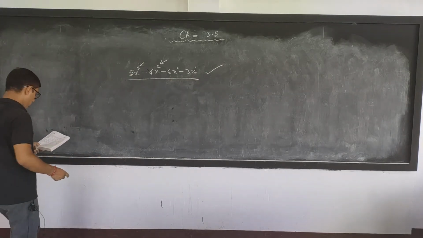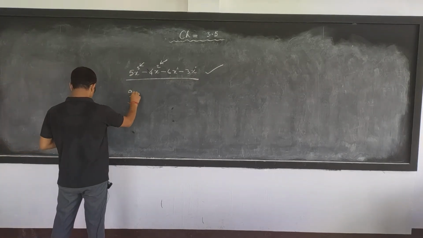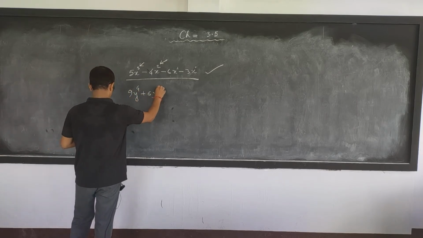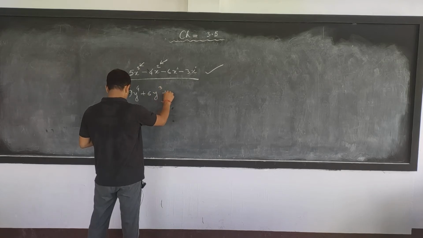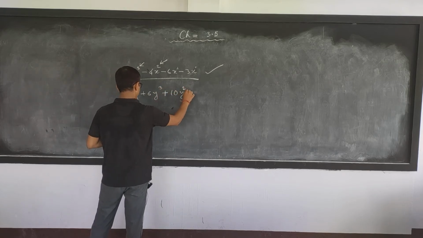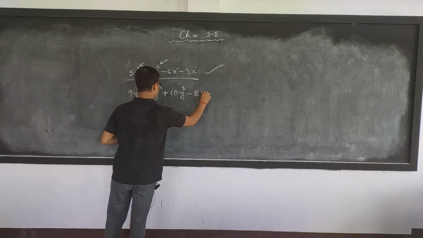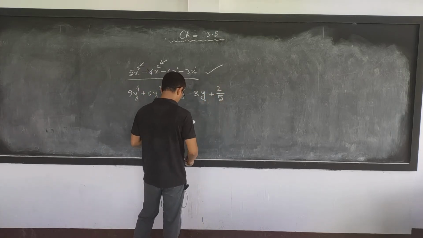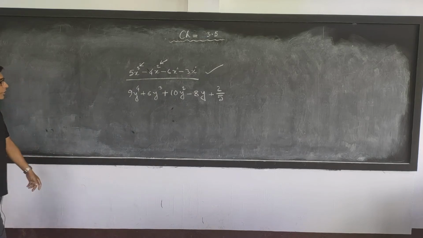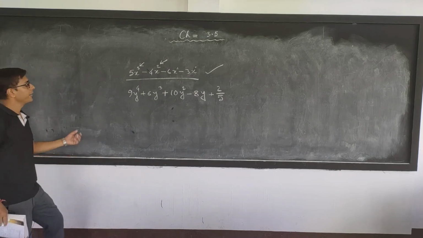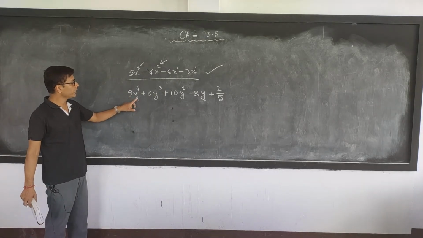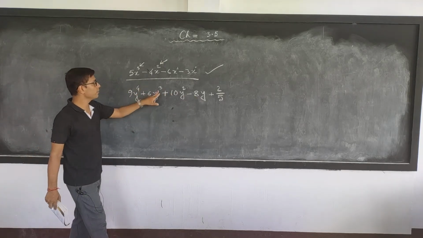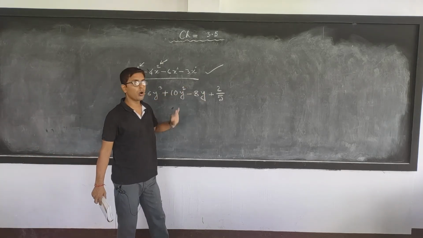Now next, one more question we are going to consider: 9y to the power 4 plus 6y to the power 3 plus 10y square minus 8y plus 2 upon 5. Whether it is a polynomial or not? Yes, it is a polynomial. Why? Because here the variable is y, and the powers on the variables are all whole numbers.